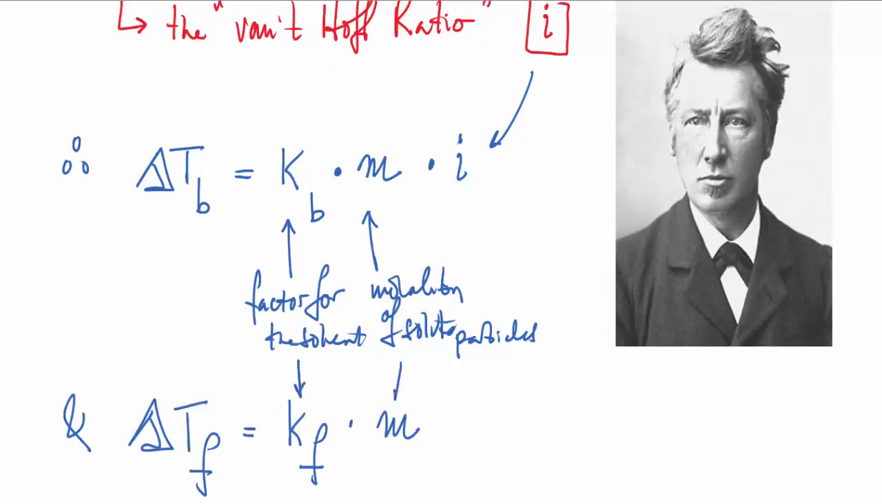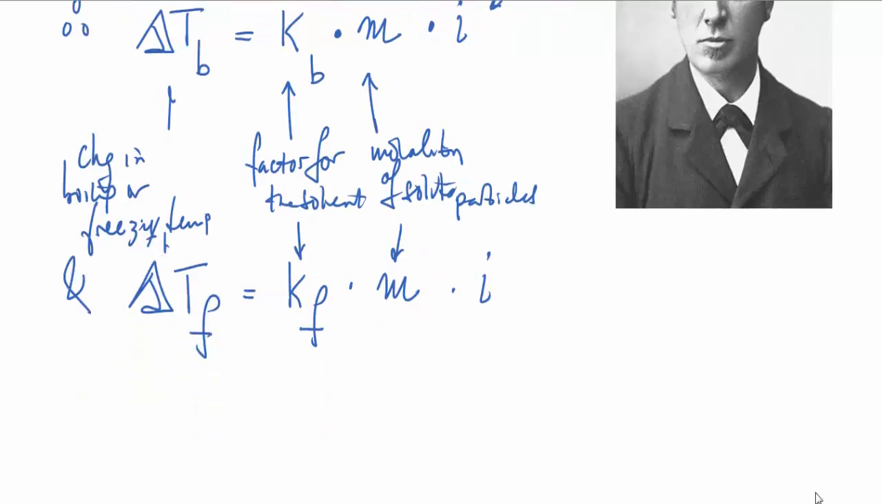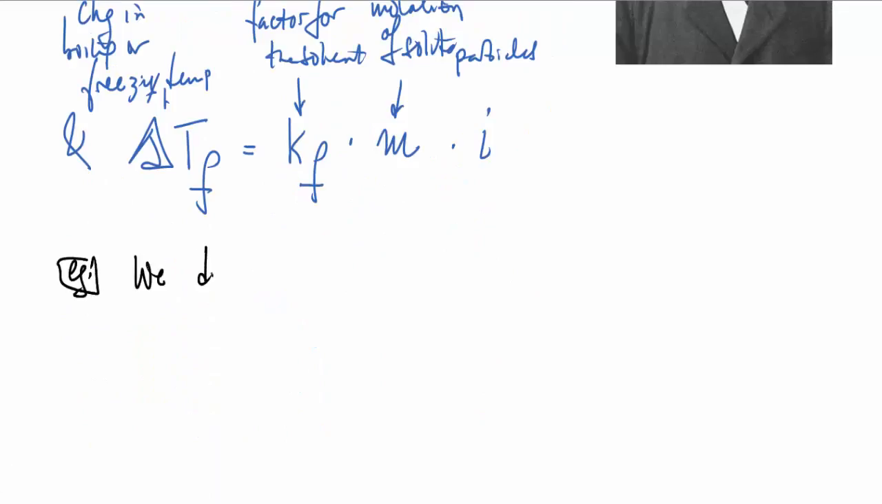And ΔTf, the change in the freezing temperature, will again be a factor for the solvent Kf times the molality, curly m, times again i, the van 't Hoff ratio. Remember, ΔT is the change in the boiling or freezing temperature. So let's have a look at this and see if we can make some sense of it.